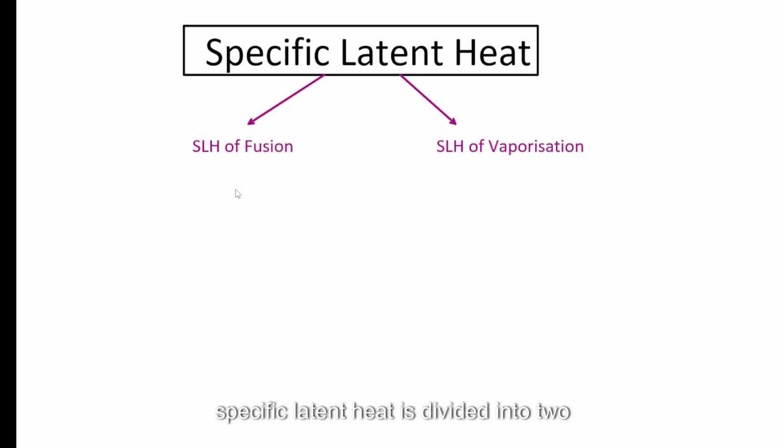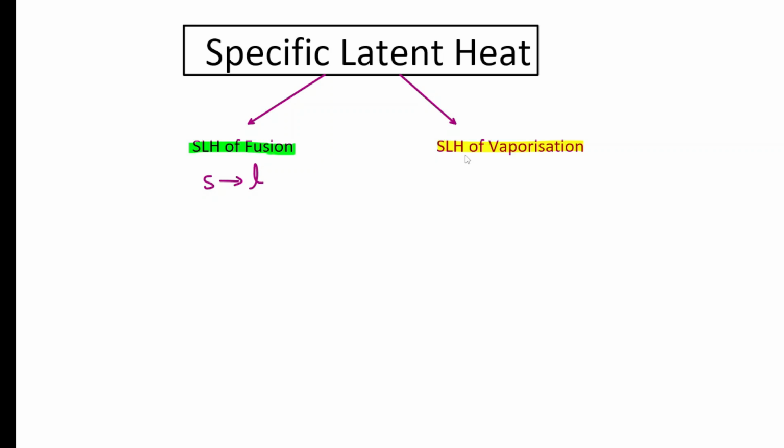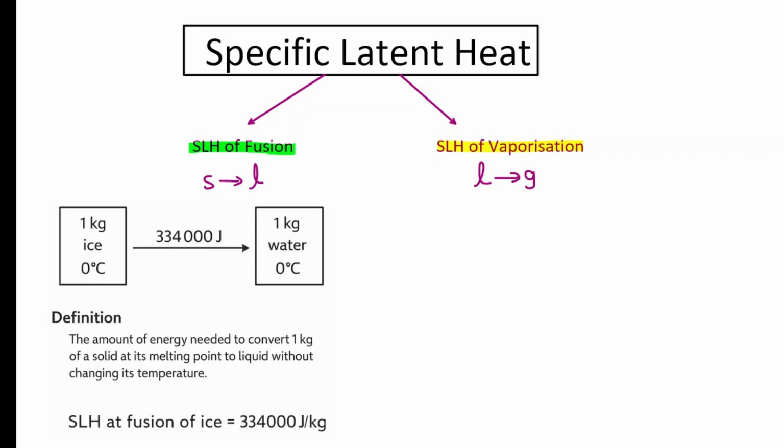So specific latent heat is divided into two categories: specific latent heat of fusion, where the solid is turning into liquid, and specific latent heat of vaporization, where the liquid is turning into a gas. Let's take an example to understand this in depth.